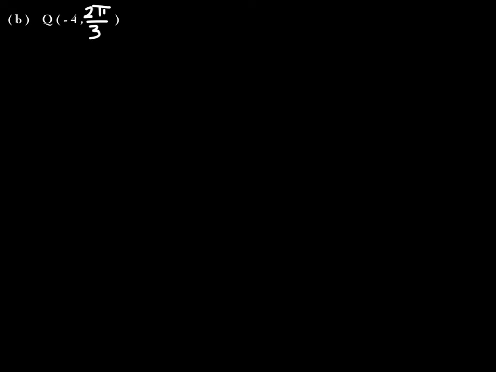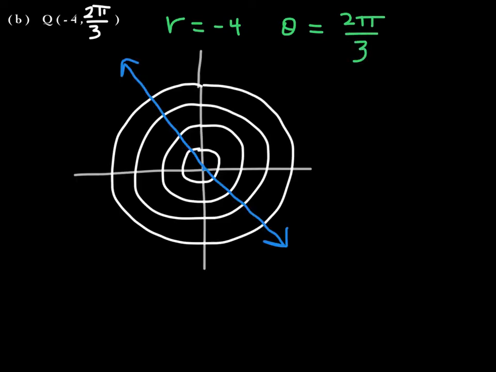How about point Q, which has coordinates -4, comma 2 pi over 3. So in this case, let's be really clear here that r is -4 and theta is 2 pi over 3. Okay, let's show that. All right, so this is going to be here 2 pi over 3, right? But we want to go -4 units. What that means is 4 units in the opposite direction.